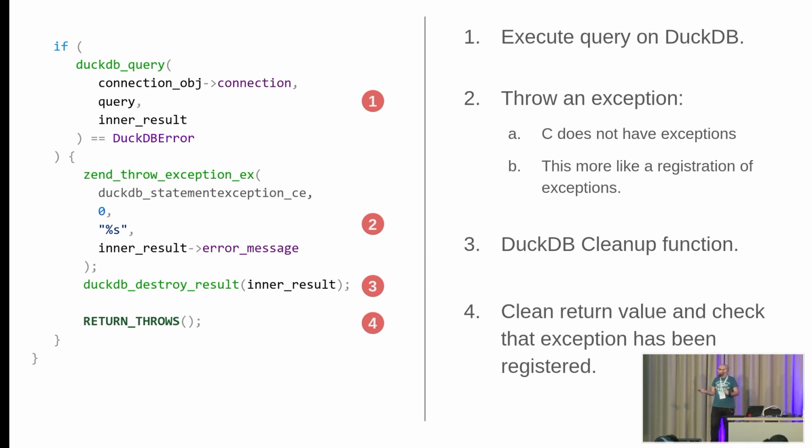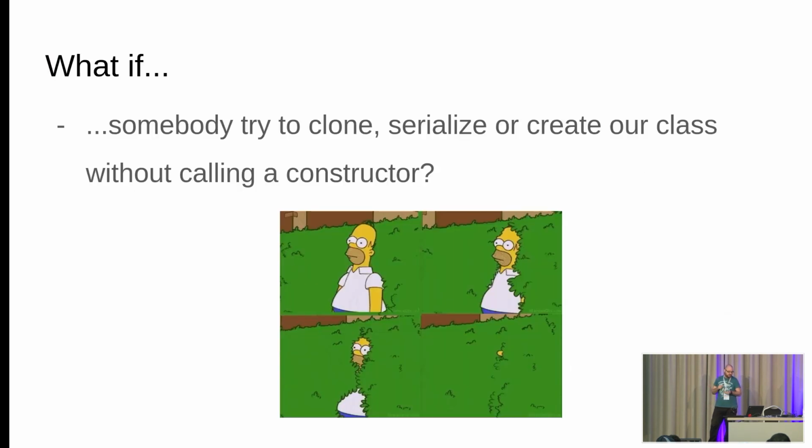In this case, I realize that I want to have my own exception, so this is a specific DuckDB statement exception. So it's not a regular PHP exception, but it's some exception which is extended from the PHP exceptions. I will add an error message into this. Then I will destroy the result because I don't want to care about it anymore, especially in the case when there was an issue. I have here the macro RETURN_THROWS. This simply informs the engine that I raised a PHP exception, and that's pretty much it.